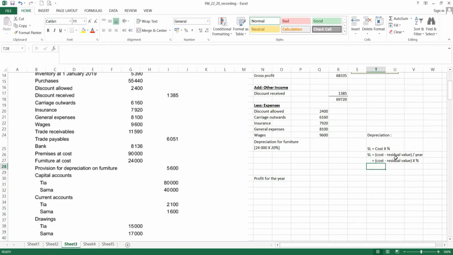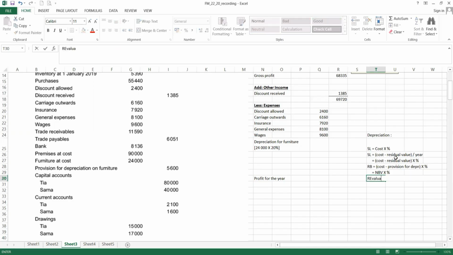If they give you the reducing balance method or diminishing method, the formula will be cost minus provision for depreciation, times the percentage. Or sometimes they straight away give you the net book value, times the percentage can be used.